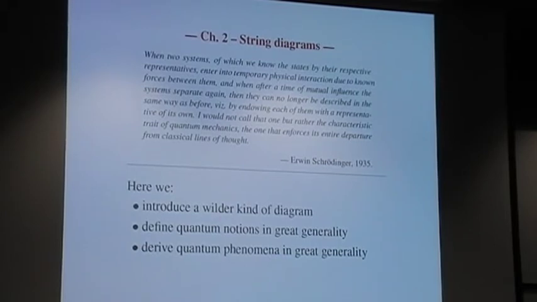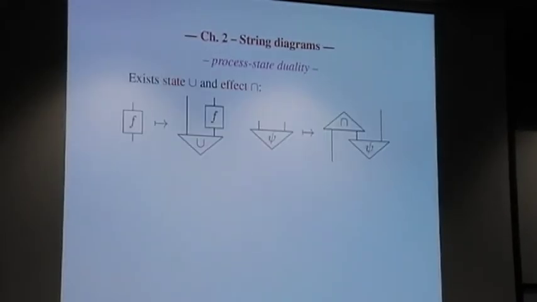Right, so I already mentioned this is the Schrödinger quote from '35. So what we're going to do now is introduce a wilder kind of diagram, and implicitly we will get non-separability from this wild kind of diagram. To show this, I want to explain what is at the core of this special kind of diagrams in a little bit more refined way.